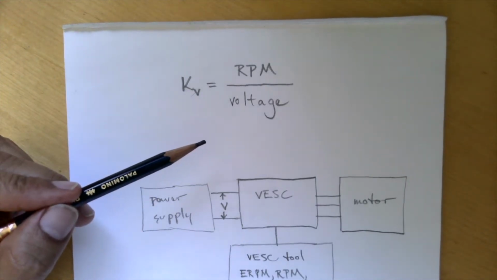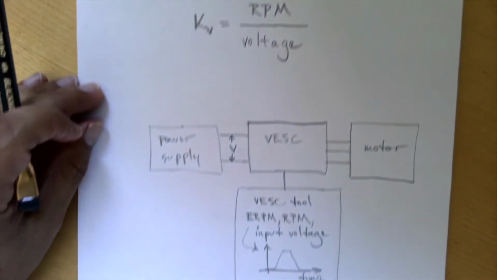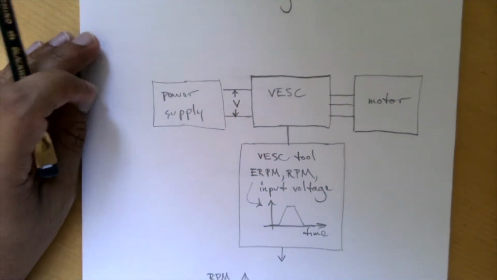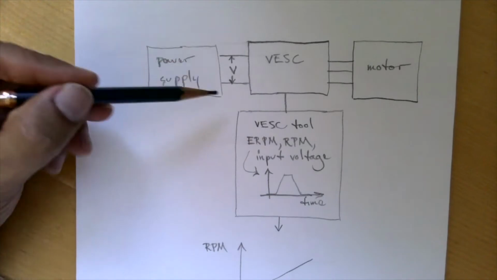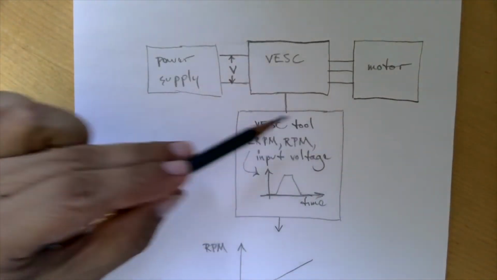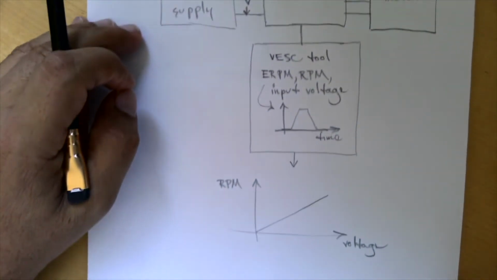it's unloaded. Using a VESC connected to an adjustable power supply, we can adjust the voltage, log the data for the motor speed and the voltage, and then plot the relationship between the two.